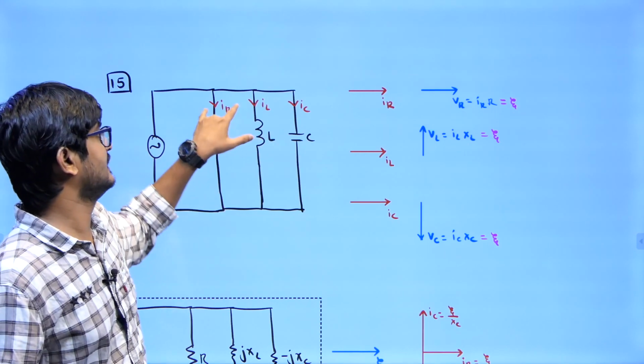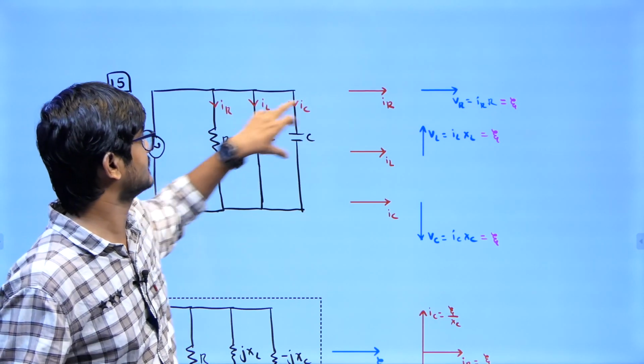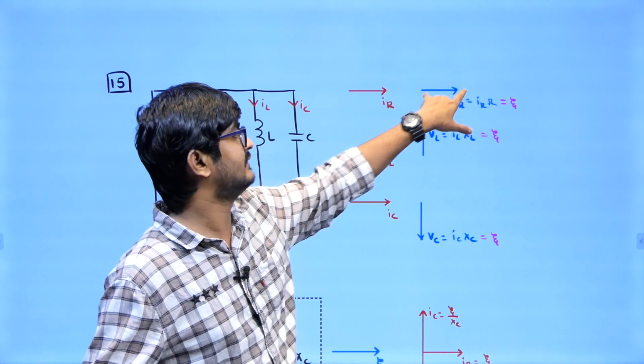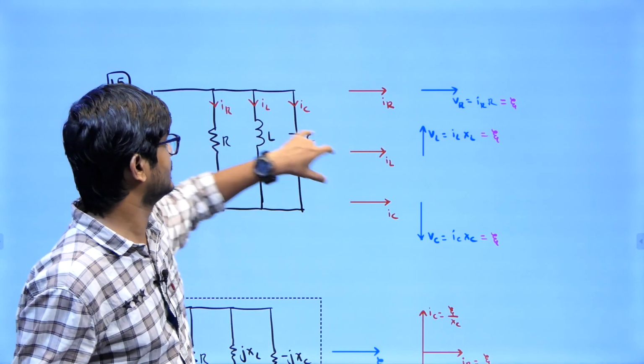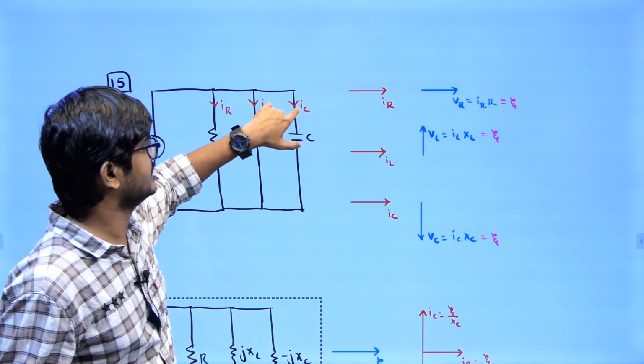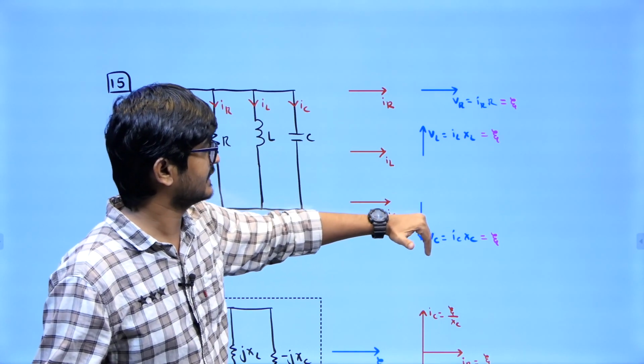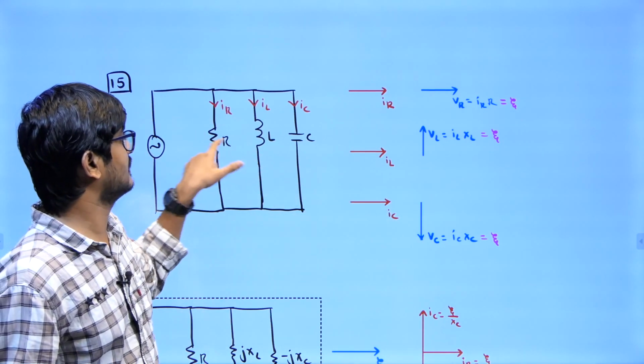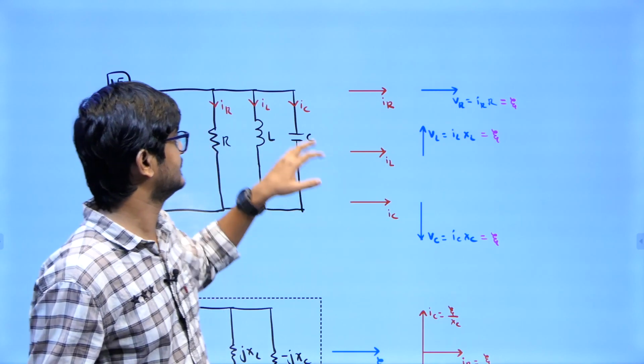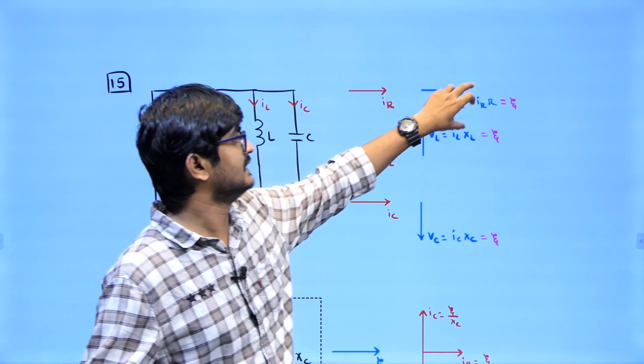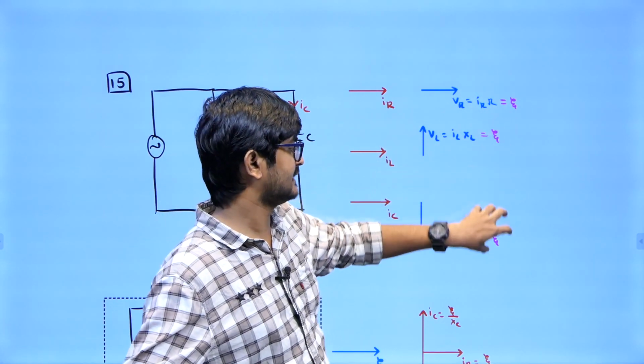Now what generally we will be doing, I'm calling the currents IR, IL, IC. So I'll be taking this as reference. If I take this as reference, the voltage across this will be in the same phase. If I take this as reference, then the voltage across the inductor will be leading. If I take IC as reference, then the voltage across the inductor will be lagging. But what is the common thing among all these three figures? It is their voltages are the same.